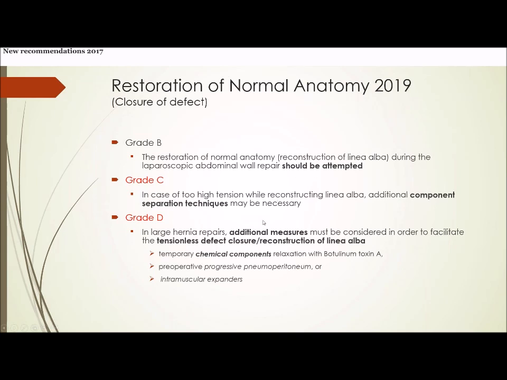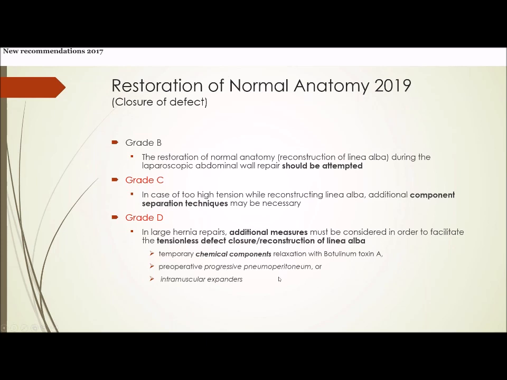In case of too high tension while reconstructing the linea alba, an additional component separation technique may be necessary. And that's a grade C recommendation. Grade D recommendation is that you can use other tension defect closure aids. These are facilitating maneuvers which are basically non-surgical, like temporary chemical components, for example, relaxant injection of botulinum toxin A, used for wrinkles, and pre-operative progressive pneumoperitoneum.